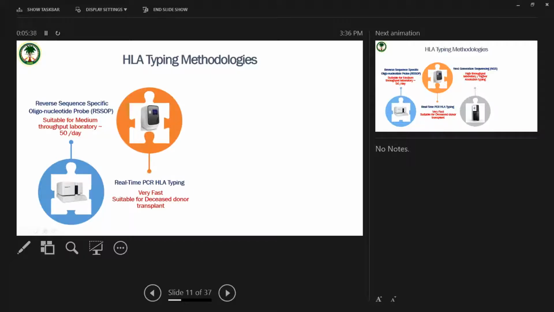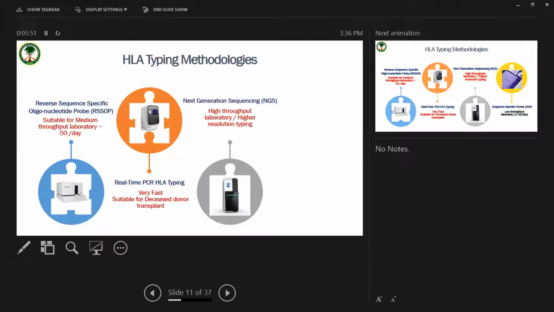Another technique that can be used in a laboratory is real-time PCR. It is a very fast technique. It is very useful and suitable for a deceased donor transplant program, in which you can finish the typing within about 90 minutes.